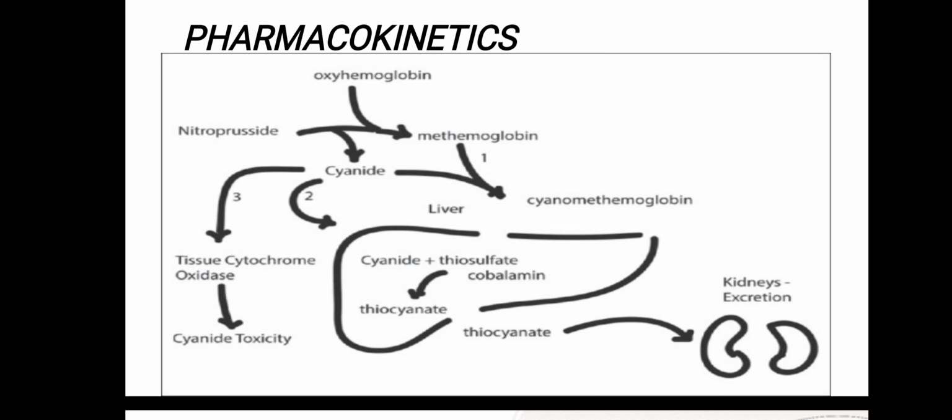Pharmacokinetics. When we take nitroprusside, it enters the bloodstream and makes a complex with oxyhemoglobin, forming methemoglobin, cyanide, and nitric oxide. Nitric oxide further performs its action, but we are talking about pharmacokinetics, in which methemoglobin and cyanide enter the liver, and in the liver cyanide reacts with thiosulfate and cobalamin and forms thiocyanate. Thiocyanate is then excreted by the kidney, and sometimes cyanide also enters tissues, reacts with tissue cytochrome oxidase, and causes cyanide toxicity.